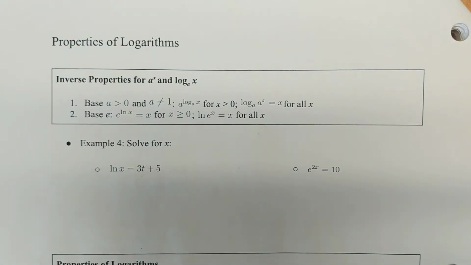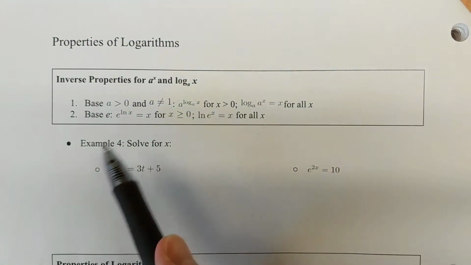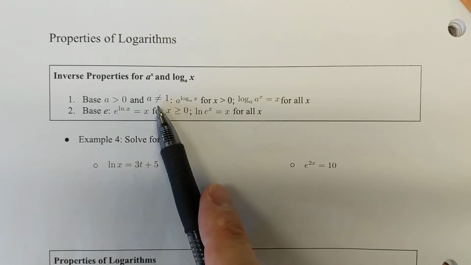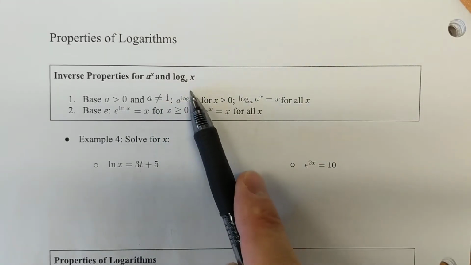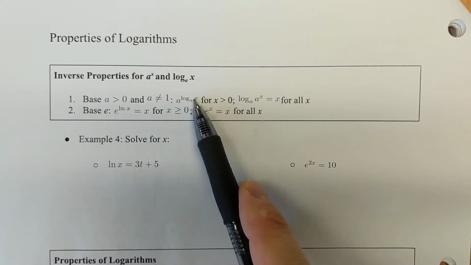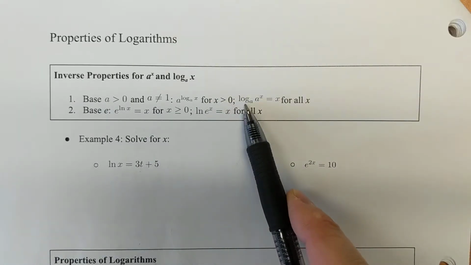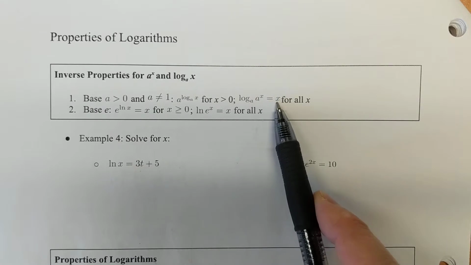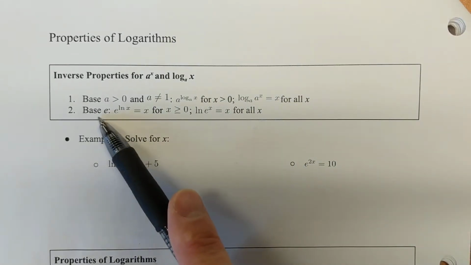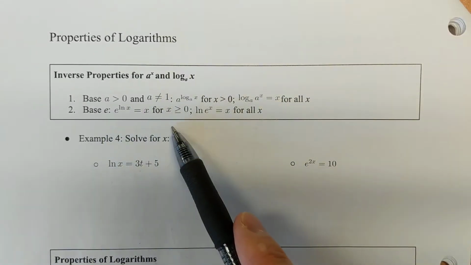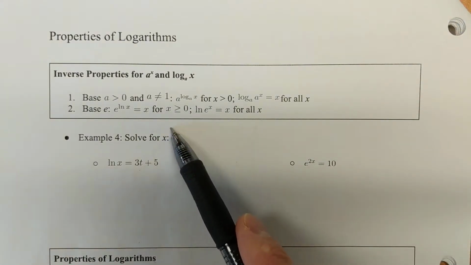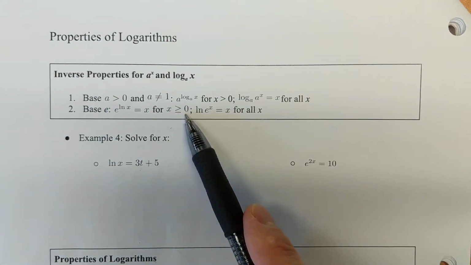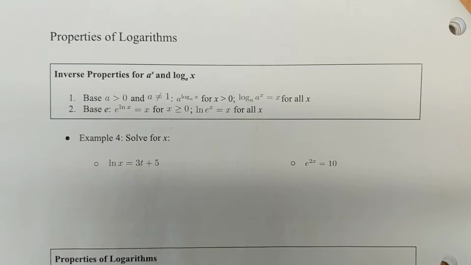Turn the page. All right. So just logarithm properties. If your base a is greater than 0 and it's not equal to 1, then a raised to the log base a of x, for x greater than 0, and x are equivalent to each other. They both equal x. You can do the same thing with e: e to the ln x is equal to x. And then the same thing in the reverse is also true.